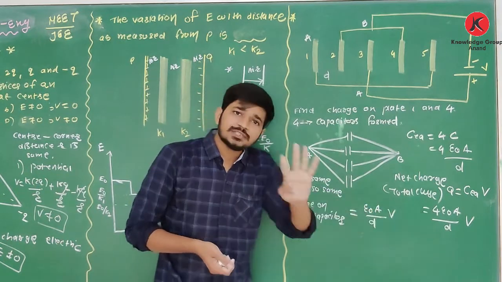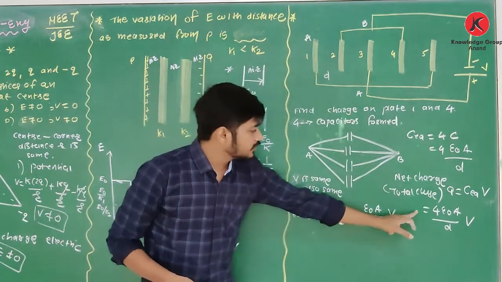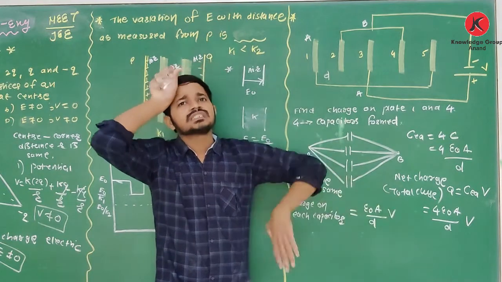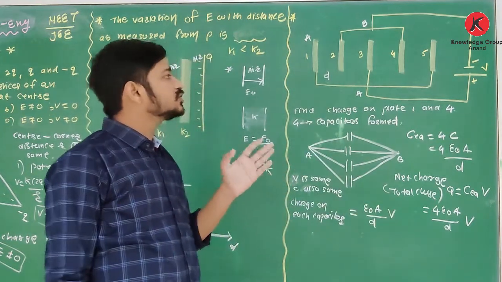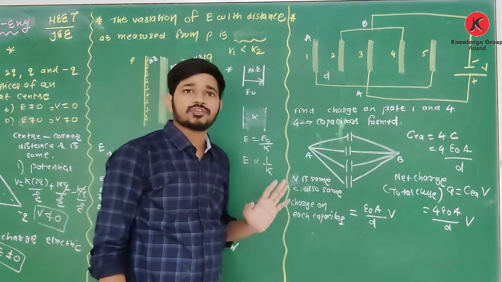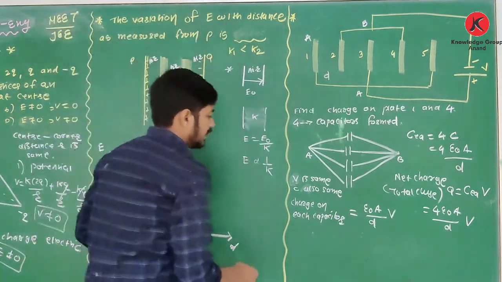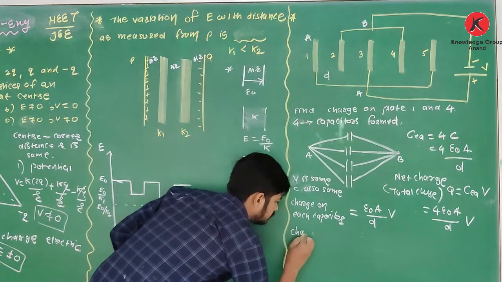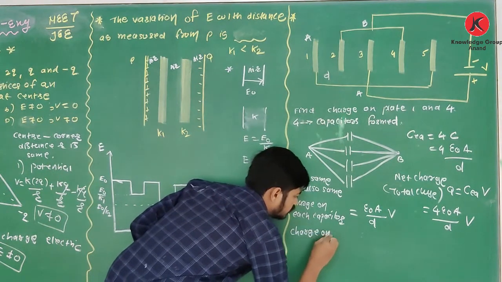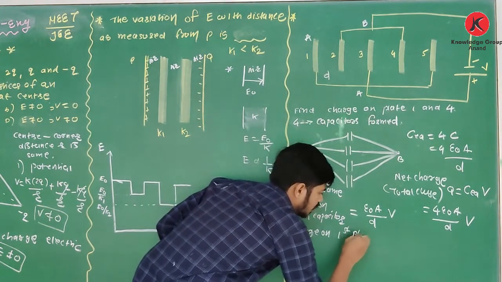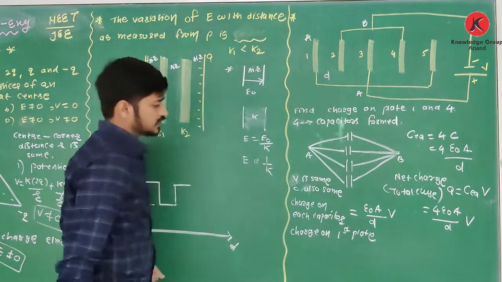This total charge is divided in 4 branches. Simple. Now you have to find the charge on a plate, not on a capacitor. So see, what is the charge on the first plate?